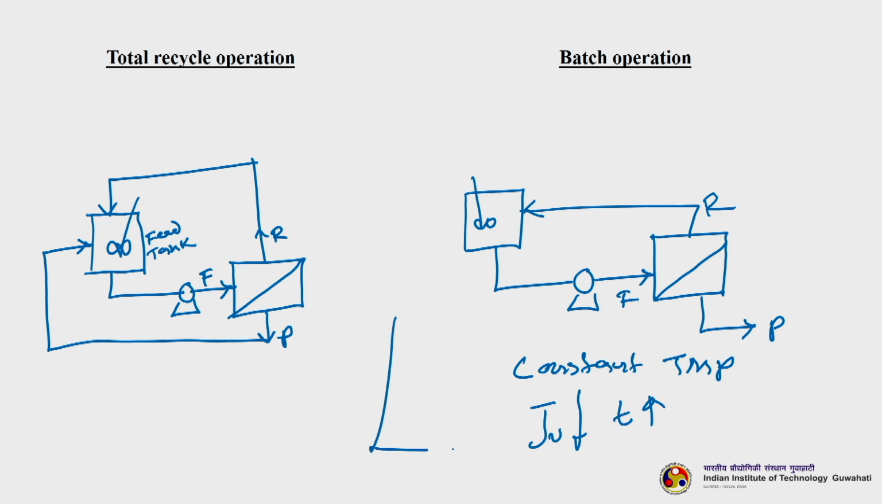So, your flux decline profile will be like this. Okay. So, if it is Jv by T time, okay. So, you will see the instant flux decline profile, right. So, let us understand the next one.